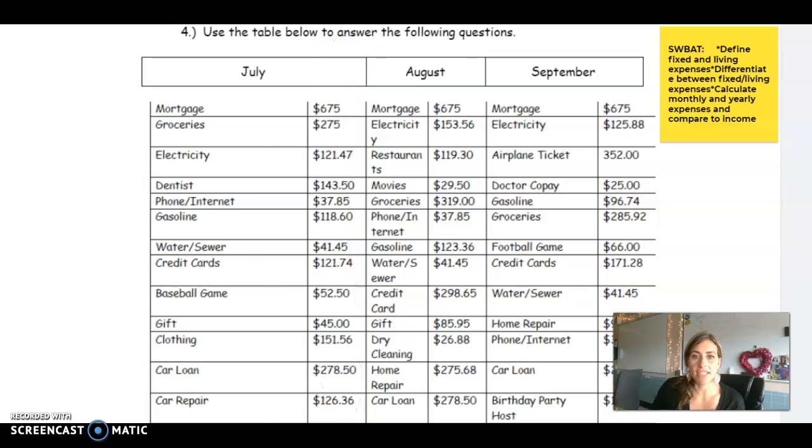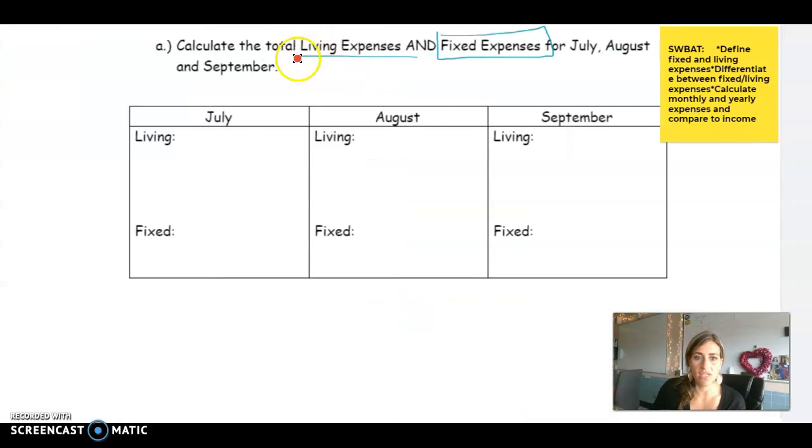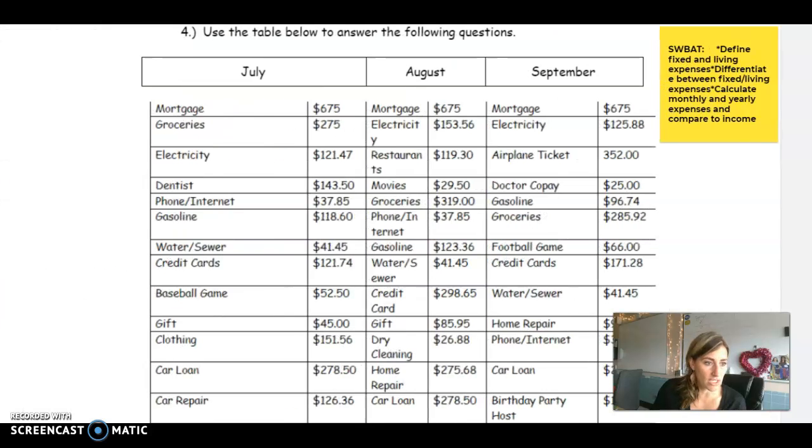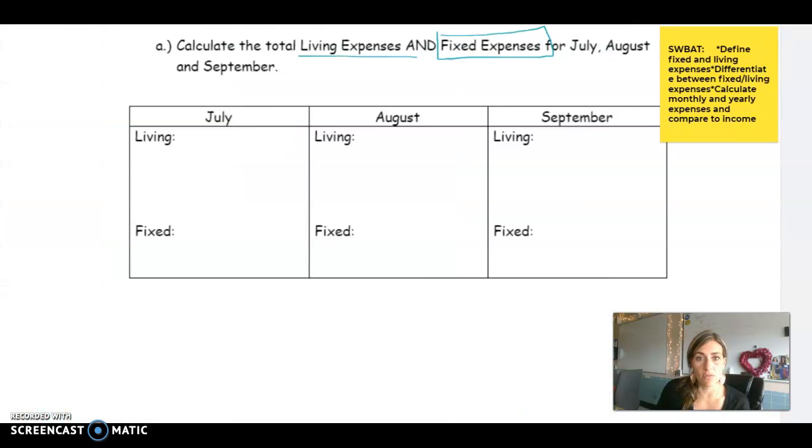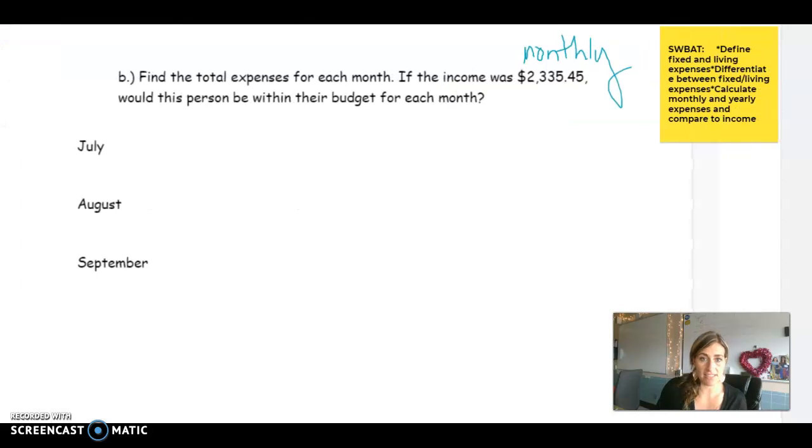The next slide asks you to calculate the living and the fixed expenses for each month. My suggestion is to go over here and, next to each one of these, write fixed or living, and pay attention because they change. Mortgage obviously is fixed. Groceries change, that's living. Electric changes, that's living. Then go all the way down and do the same thing for August and September. Then you just grab the living costs and the fixed costs and add those together.